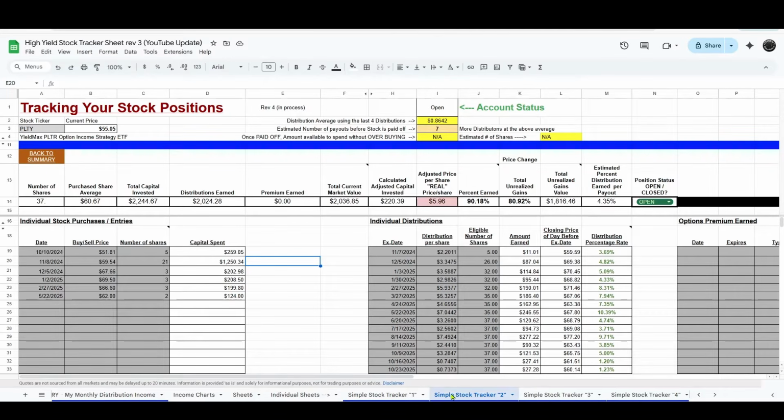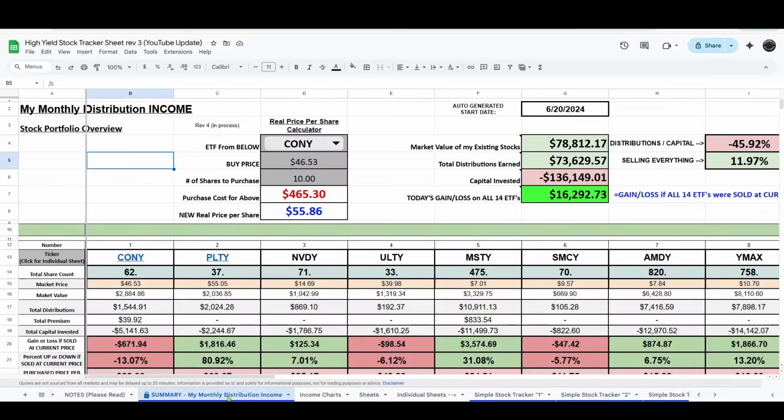And then to go back, you would go back and click the summary page. And that's how you would toggle between the two. So one of the suggestions is to help make that a little bit more efficient and to help be able to find the correct sheet quickly.